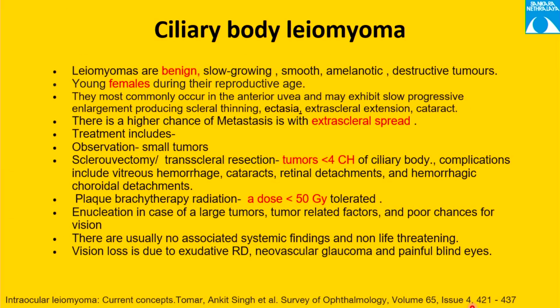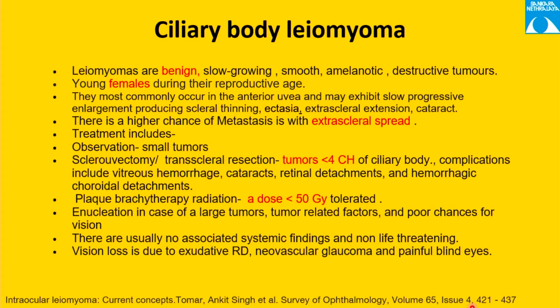This is gold standard. So ciliary body leiomyomas are usually benign. They are very slow growing, as you can see, from 1 year of age. Smooth, amelanotic lesions, but they are destructive in their wake. They can involve the whole of the vitreous cavity and even cause scleral ectasia. Sometimes they even spread to the extrascleral space, and there are higher chances of metastasis.